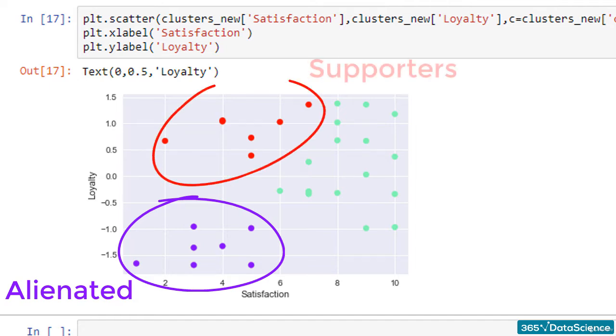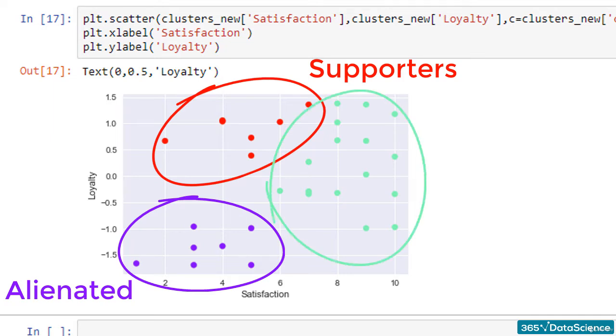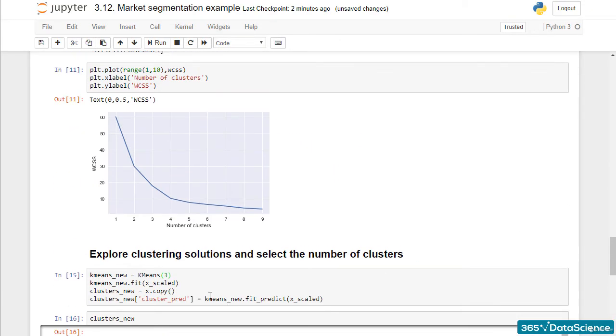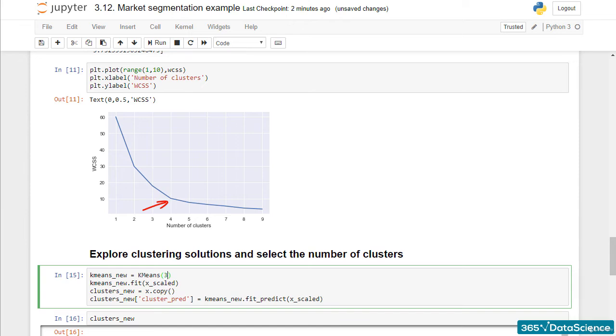I'd call this group the supporters. They are not particularly happy with the shopping experience, but they like the brand and want to keep coming back. Note that there are not that many of them. It is a small cluster. Finally, the 3rd cluster is called, well, the all that's left cluster, I guess. We can't really name it as it is still very much mixed. What happens next? Let's check out a 4-cluster solution.